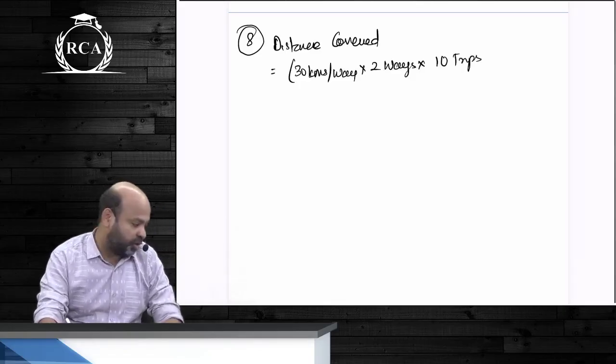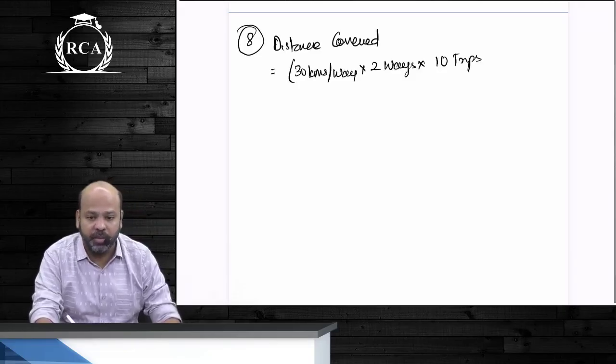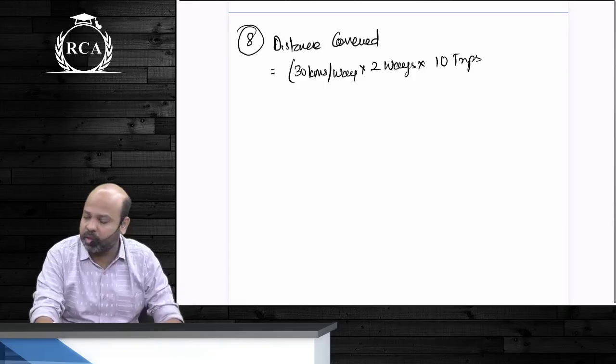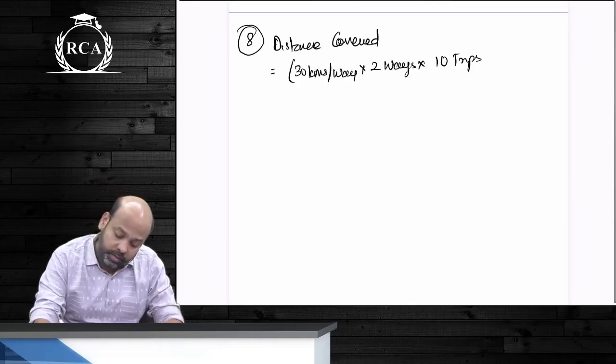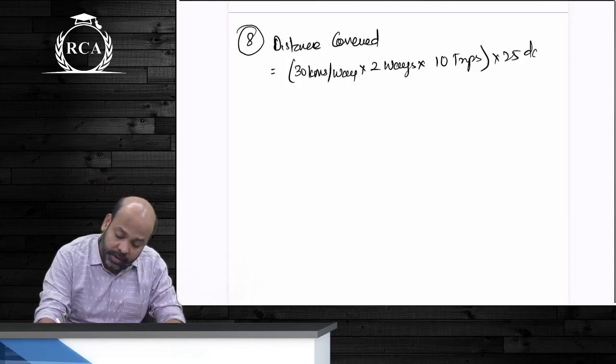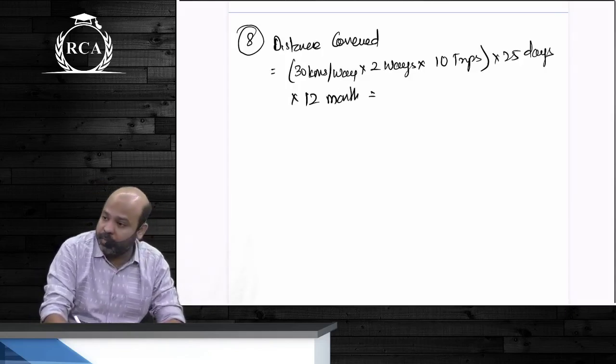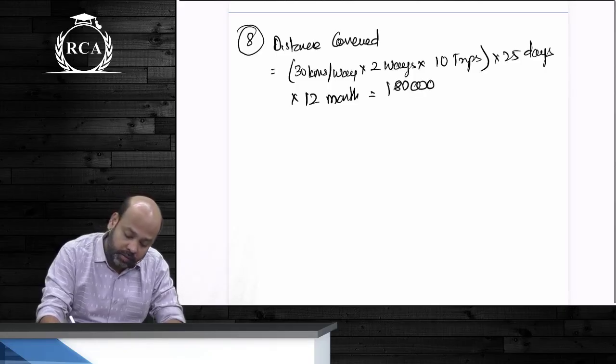Guys, even if they do not use the word round trips as such, a trip is a round trip only. The word round should not make any confusion there. How many days in a month? 25 days. How many months? 12 months. What is the total? 1,80,000 kilometers.